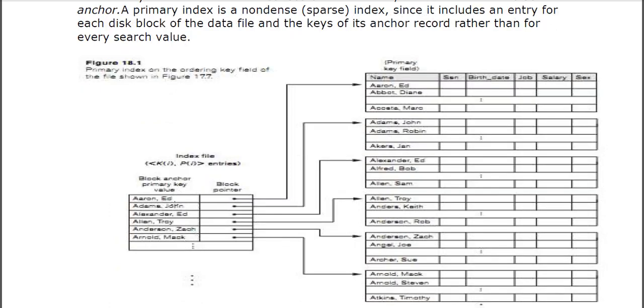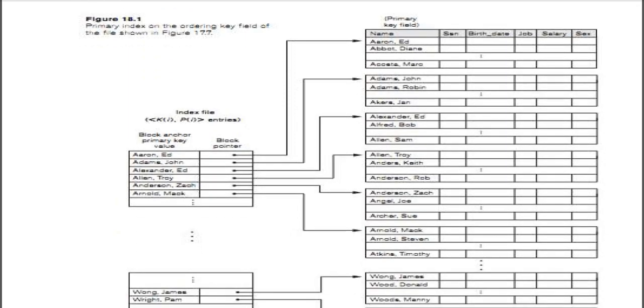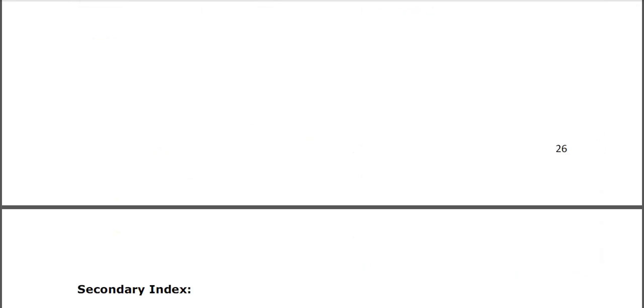If you maintain an index file which contains all the values of the primary key field here, and instead of having a pointer to each block, you maintain a pointer to every value of the primary key, then that is called dense indexing. So dense indexing takes more space, right?